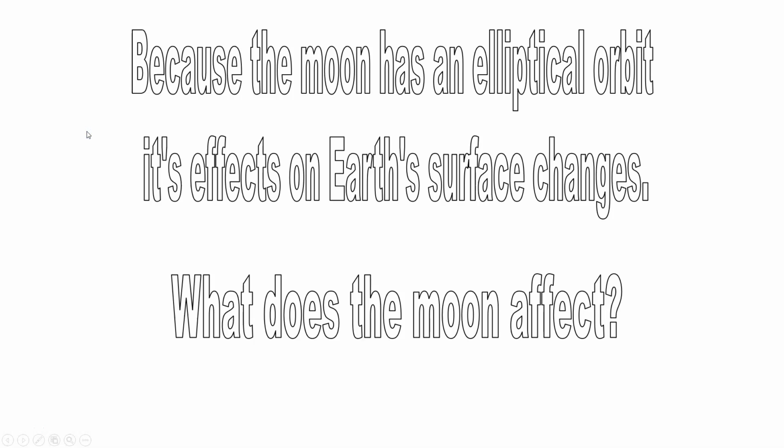Now, because the moon has an elliptical orbit, it's going to affect Earth's surface. It's going to have changes on Earth's surface. Now, what are those changes going to be? Well, the changes are going to be the tides, because the moon pulls on the mass of the Earth, but it's also pulling on the mass of the oceans, the water.